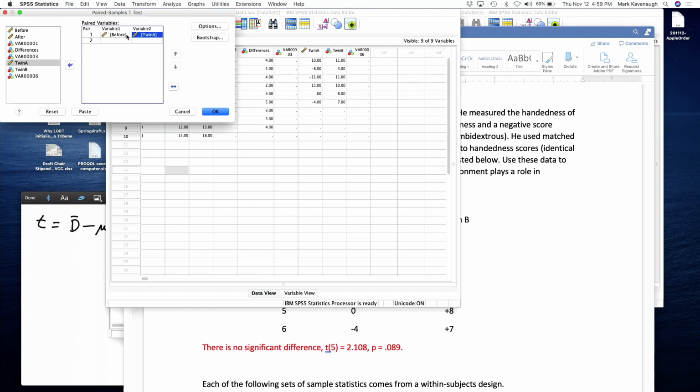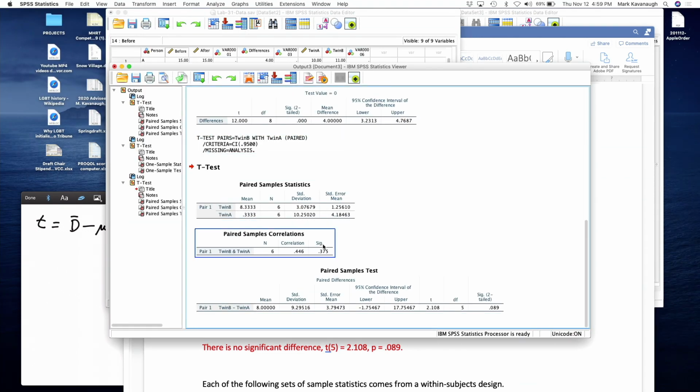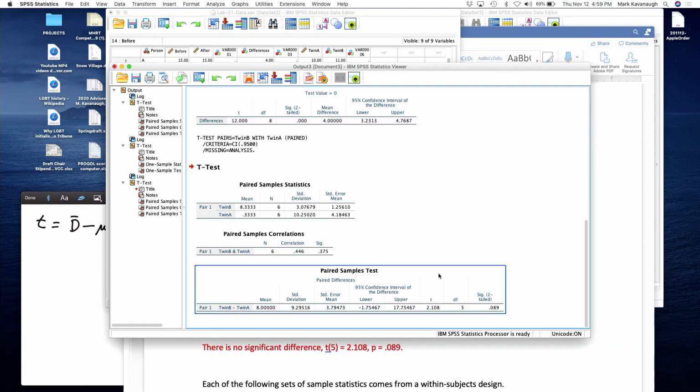Before and after. Oh, I don't want before. I want twin B. There, twin B and twin A. Make sure you don't do that. And I want to calculate the statistic for that. Again, it piles it up here down at the bottom. We have our paired samples.